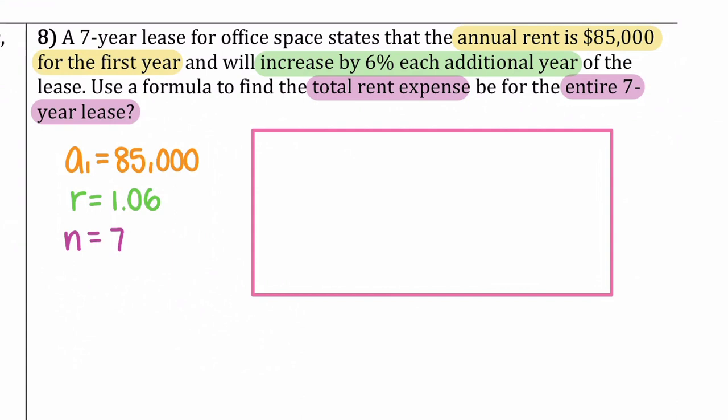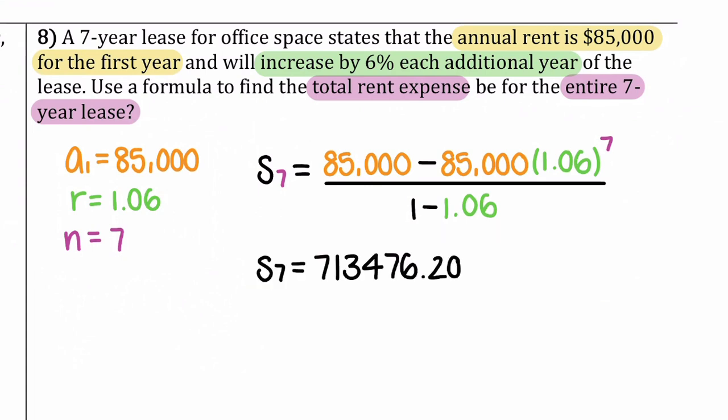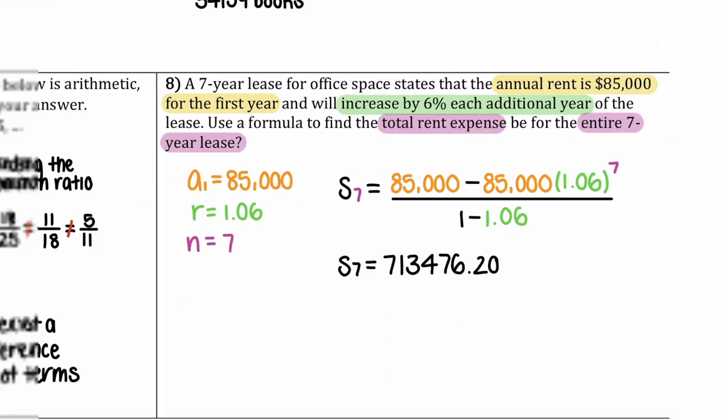So this is the formula that will be given to you on the test. And so once we know all those 3 pieces of information, we just substitute that in, giving us our final answer of $713,476.20. Even though it doesn't say to round in any way, because we're talking about money, it would make the most sense just to round to the nearest cent.